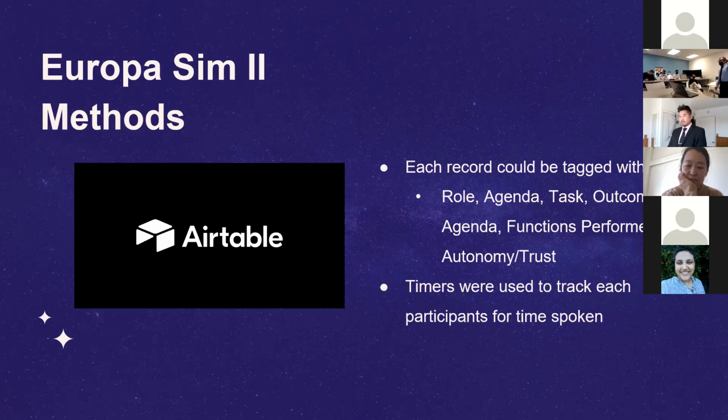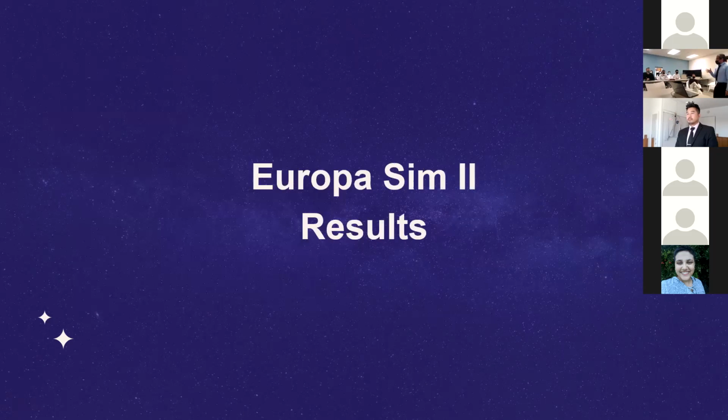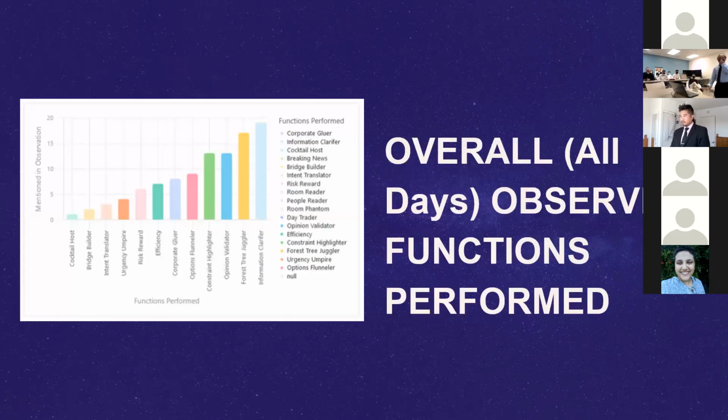Another section we were doing was we had someone keeping track of everyone's time spoken. So we had multiple timers. If one of the personnel spoke, we would start the timer, and then if someone else started speaking, we'd start another timer. Each one had their own time spoken. So this is what we did throughout the whole simulation. We kept track of notable quotes that were part of the functions we're trying to identify, and we're also keeping track of the time. And now we'll get into the results.